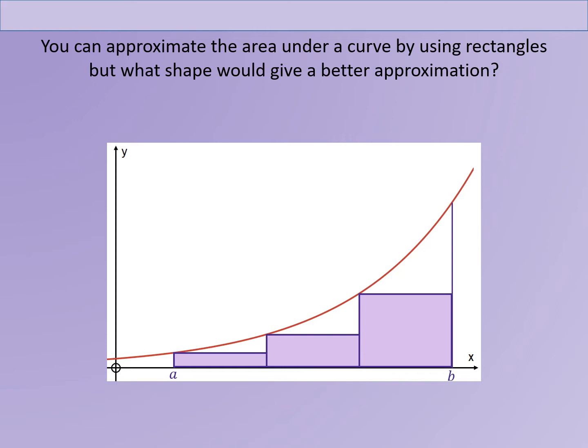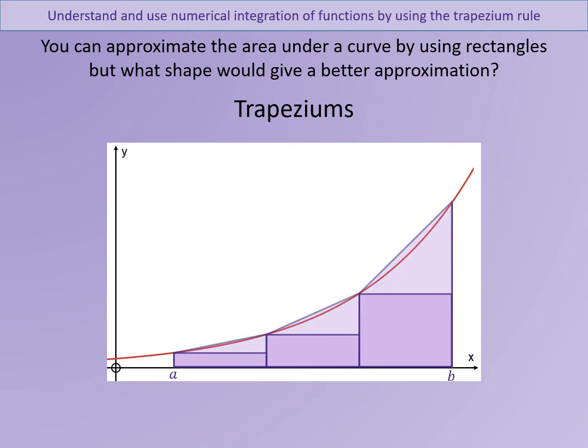We could approximate the area using rectangles, so we could split the distance from a to b into a certain number of rectangles and then model these under the curve. However, you can see this isn't going to give us a very good approximation of the area because we've got quite a lot of space missed out. In this case, we would get quite a significant underestimate. So perhaps a better shape to use might be a trapezium instead.